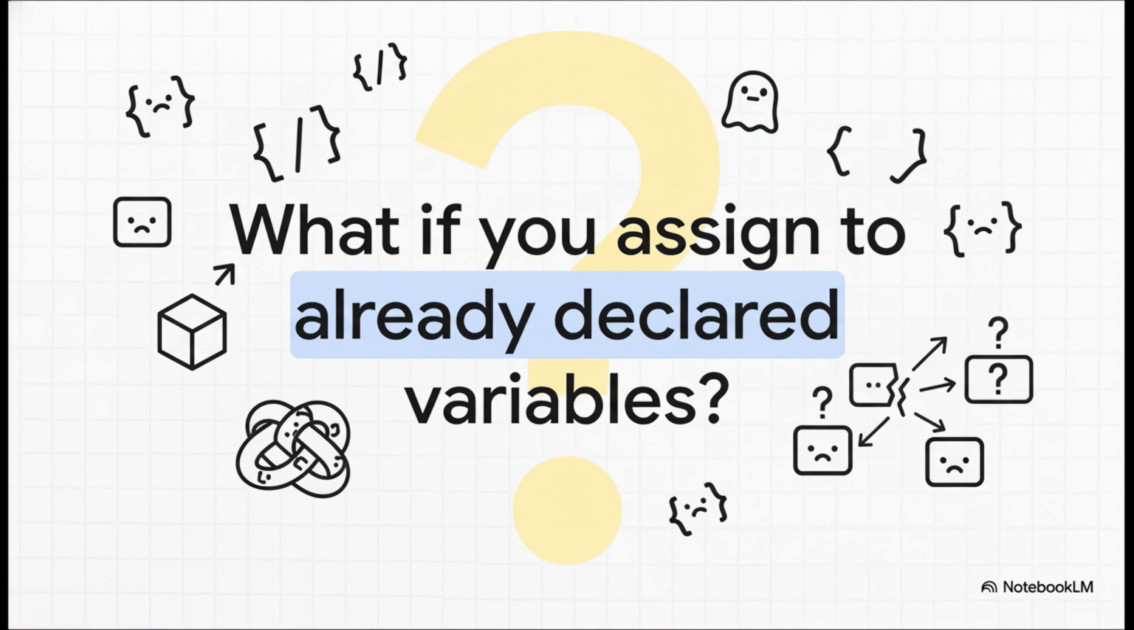Okay, time for a gotcha moment. This is a common trip up when you're starting out with object destructuring. What happens if you want to assign values to variables that already exist? So you've already declared them with let, and now you want to destructure into them. If you try it the obvious way, you're going to get a syntax error.